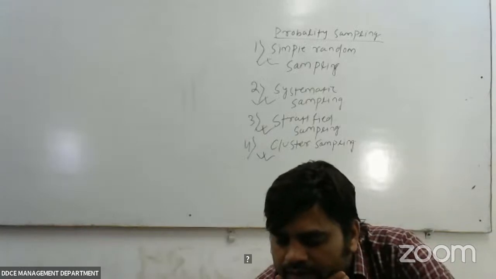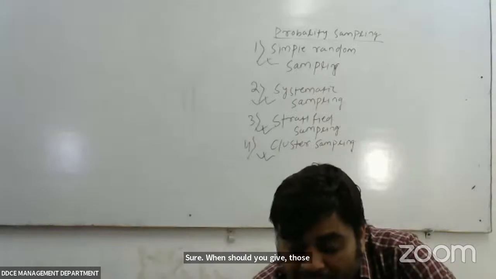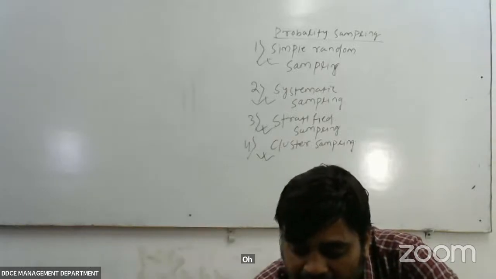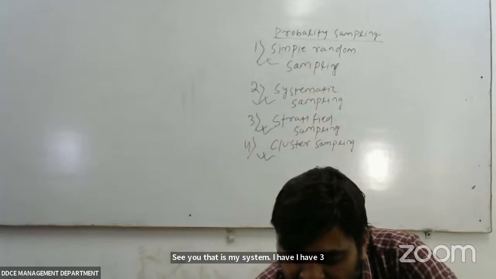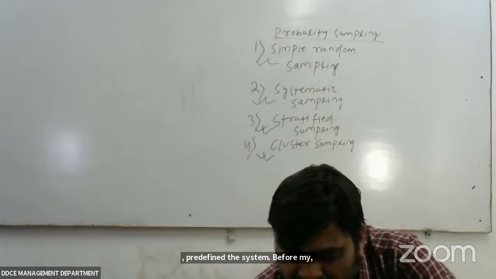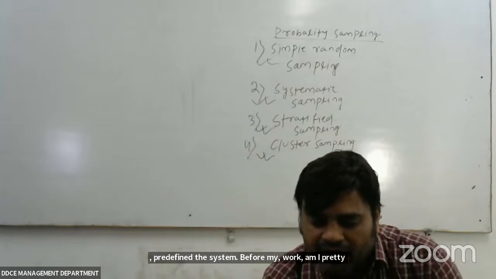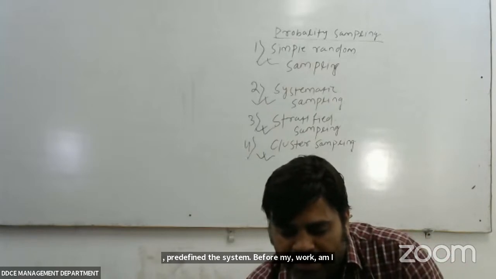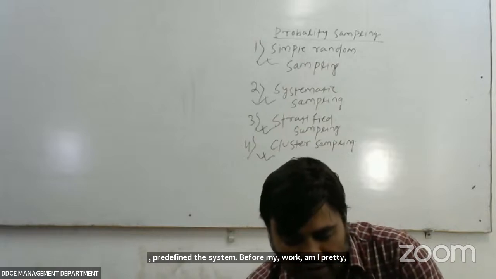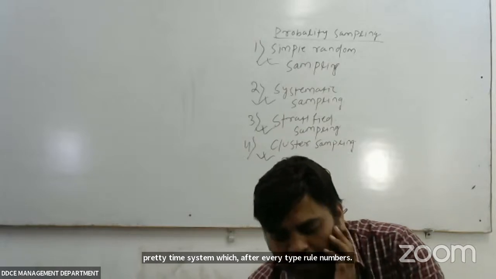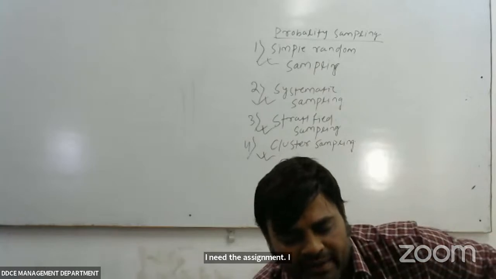Sir, one question. Why should you give those number gaps? Why can't it be serial? Serially, because that is my system. I have predefined the system before my work, and my predefined system is that after every 5 roll numbers I will give the assignment. Are you getting my point?